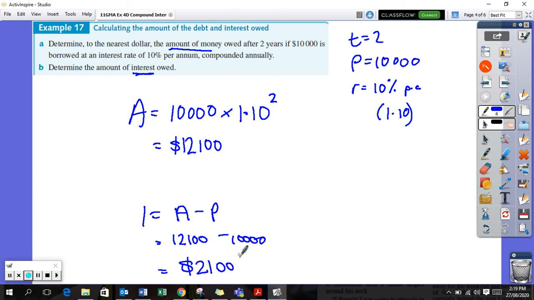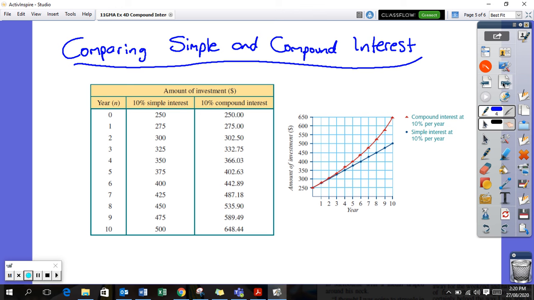Okay, that's it, that's how we use the formula. Make sure you're getting plenty of practice using that formula today. It's pretty straightforward. The more you practice it, the better you'll be at it.